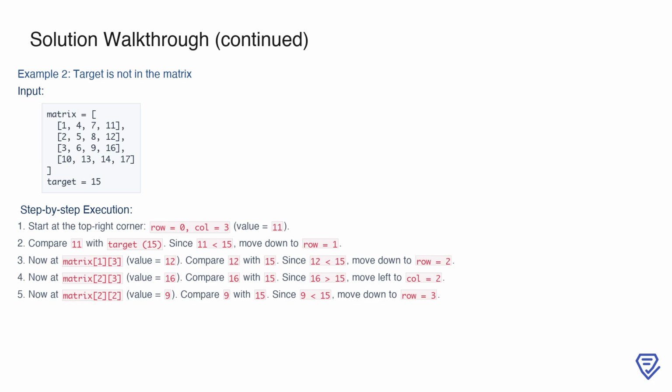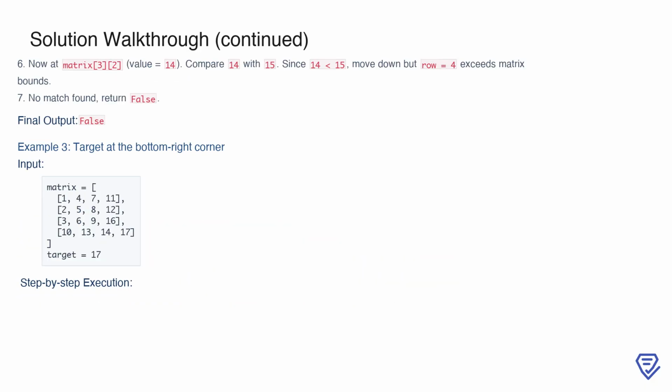Comparing 12 with 15, we see that 12 is also less than 15, so we move further down to row 2. At row 2, column 3, we find the value 16. This time, 16 is greater than 15, so we proceed to move left to column 2, as smaller values are located in that direction. Now at row 2, column 2, the value is 9. Since 9 is less than 15, we move down again, looking for larger values.